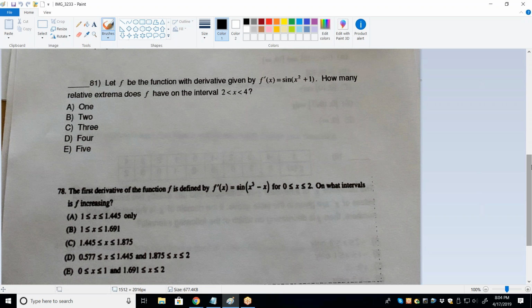About 81. 81, let f be the function with the derivative given by f prime. How many relative extrema does f have on the interval 2 to 4? Well, again, they're giving you the derivative function, not the function.